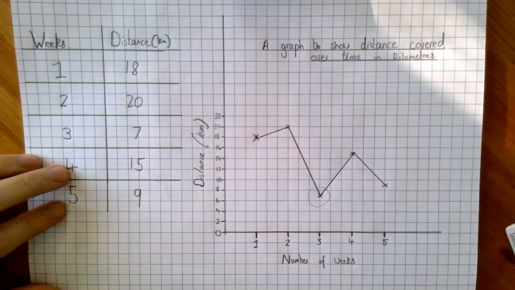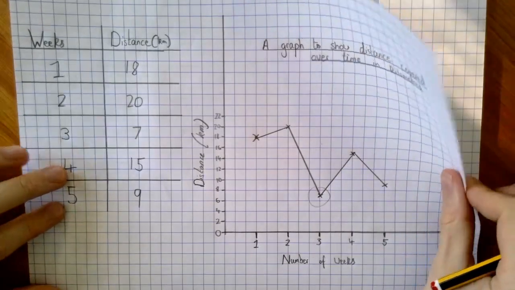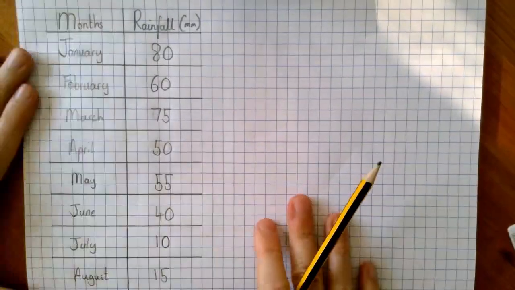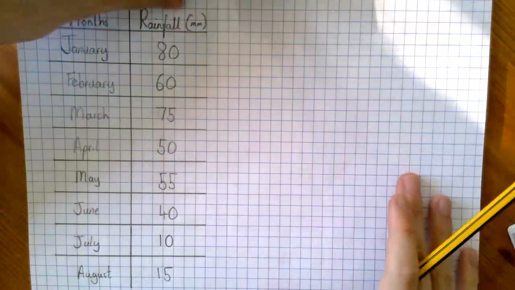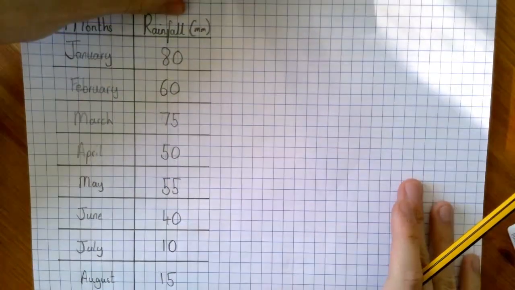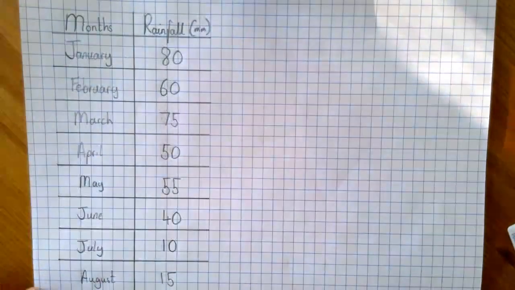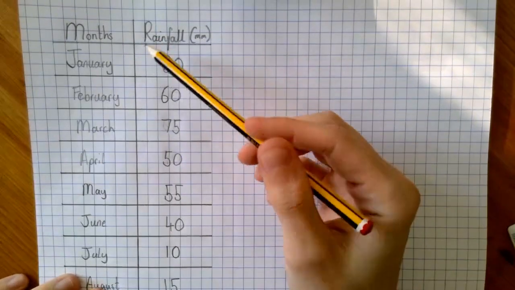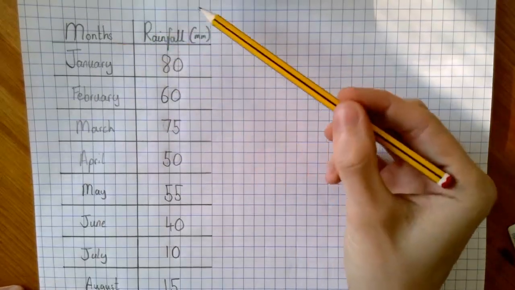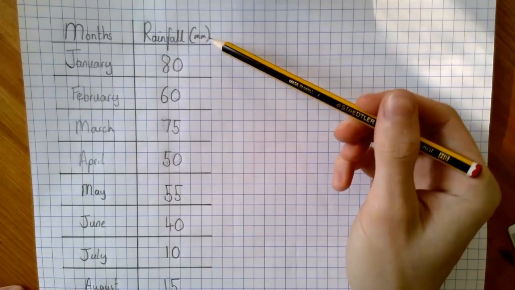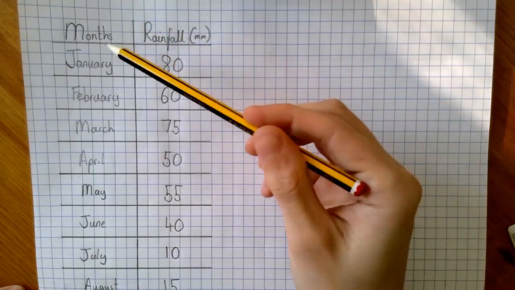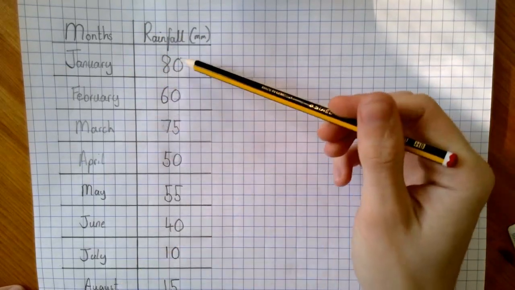So, based on what we've just done there, I've got some more data for you. Again, referring to weather. So we've got our months at the top. Rainfall in millimetres, so how much rain's fallen on the ground. Our various months, and then the numbers representing that.